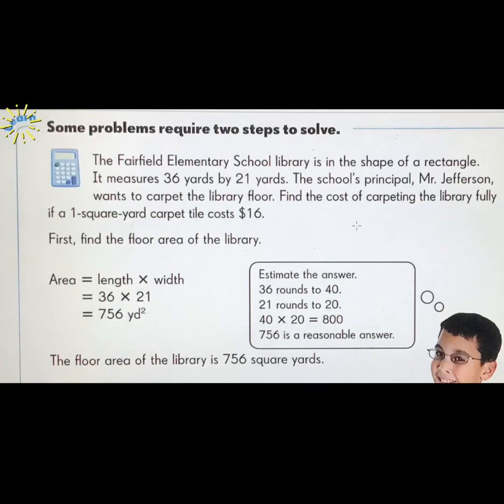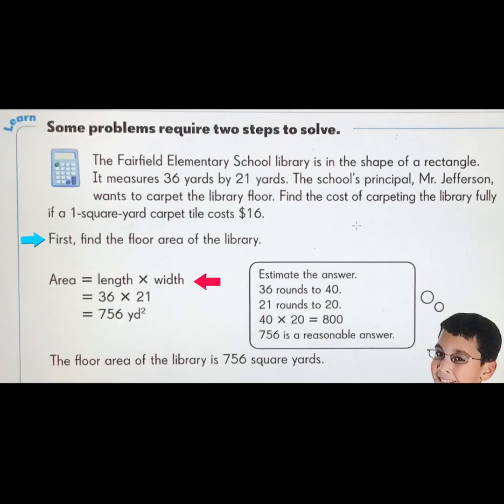Although some word problems require you to increase the quotient when you have a remainder, other word problems require you to use more than one step to solve. Let's take this one for example. The Fairfield Elementary School library is in the shape of a rectangle. It measures 36 yards by 21 yards. The school's principal, Mr. Jefferson, wants to carpet the library floor. Find the cost of carpeting the library fully if a 1 square yard carpet tile costs only $16.